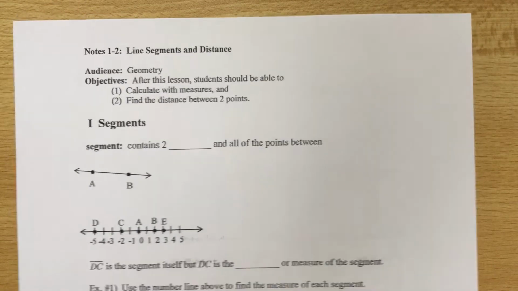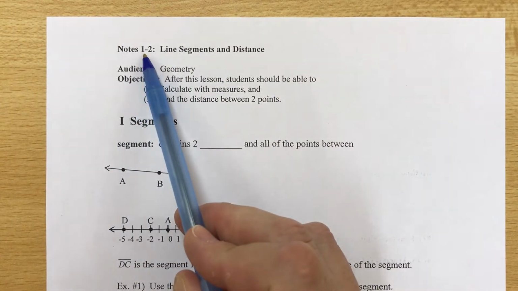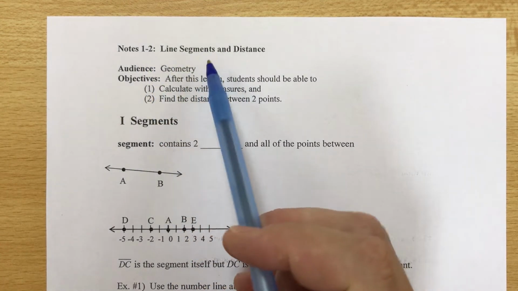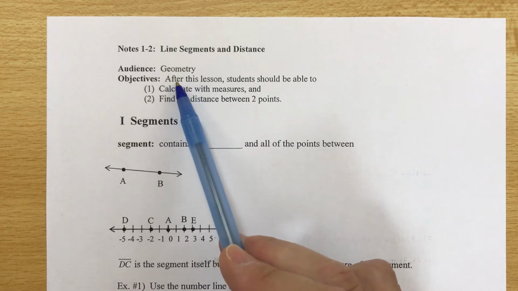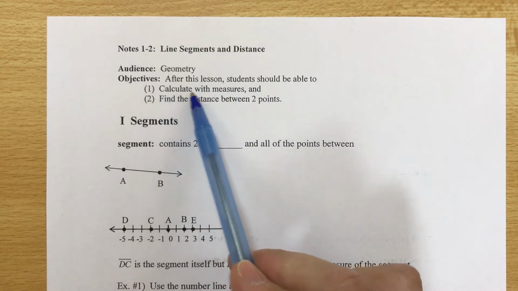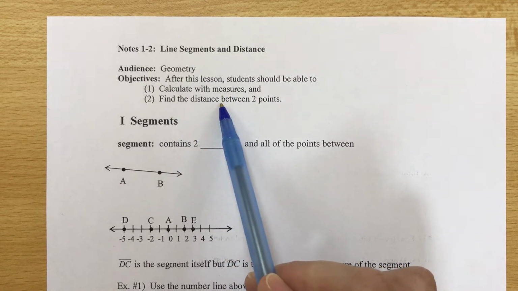Okay, geometry fans, our topic for today is section 1-2, line segments and distance. Two things we're going to try to accomplish today. After this lesson, students should be able to: 1, calculate with measures, and 2, find the distance between 2 points.